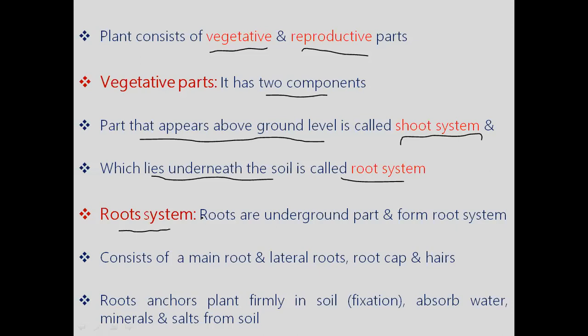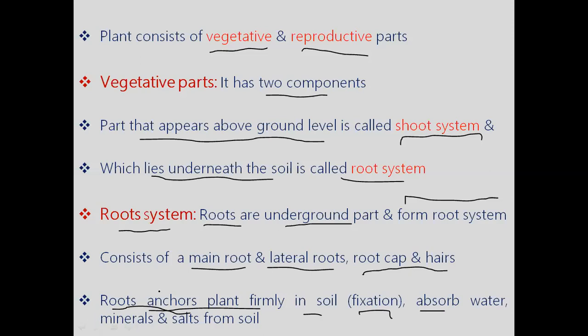The root system consists of roots, the underground part of the plant, which collectively form the root system. The root consists of a main root and lateral roots, and also has a root cap and hairs. The basic function of roots is to anchor the plant firmly in the soil, which is also known as fixation. It also absorbs water, minerals, and salts from the soil, which are necessary for the growth of plants.